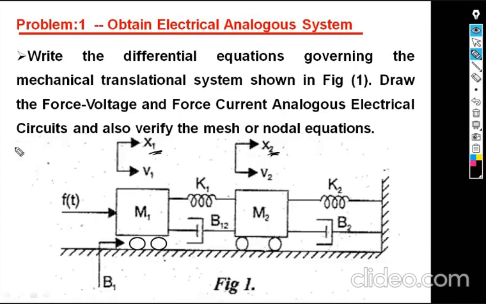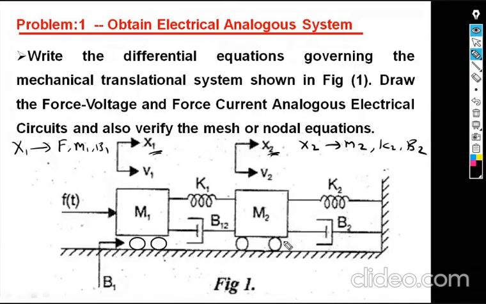Here you have to write the elements related to displacement x1. What are the elements related to displacement x1? One is mass m1, another is force F and another is b1, as b1 is directly connected to ground, so you can write like this. Now the elements related to x2: m2 you can consider, and k2 is connected, and also b2.